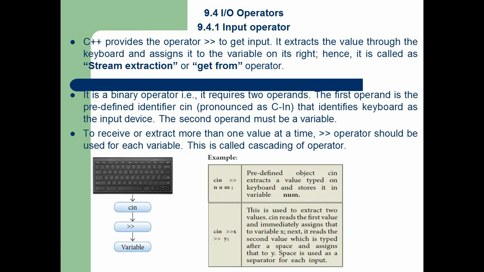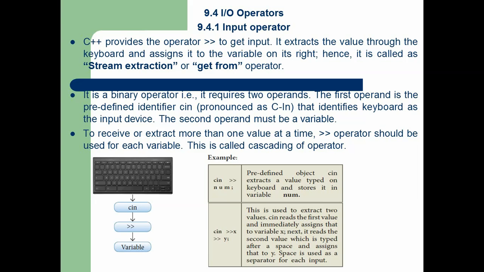Last class we discussed the tokens, where we saw many operators like unary operator, binary operator, ternary operator, arithmetic operator, relational operator, logical operators. Now in this class the first topic is input output operators. What is the use of this operator? Other than the operators which we already discussed, there is a special operator called the input output operator. First we are going to see the input operator.